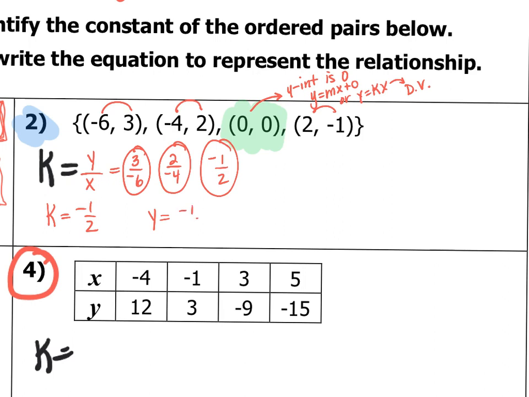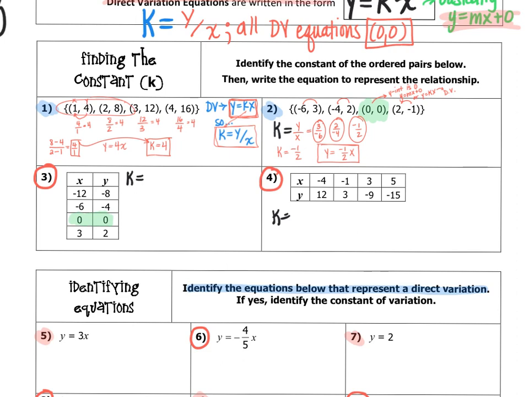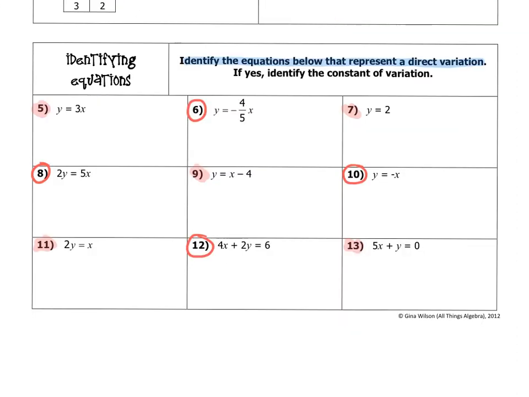And this equation is y = negative 1/2 x. And if you notice, y is negative 1/2 times x. 0 is negative 1/2 times 0. Negative 1 is negative 1/2 times 2. Now you will try 3 and 4 on your own and answer the questions.